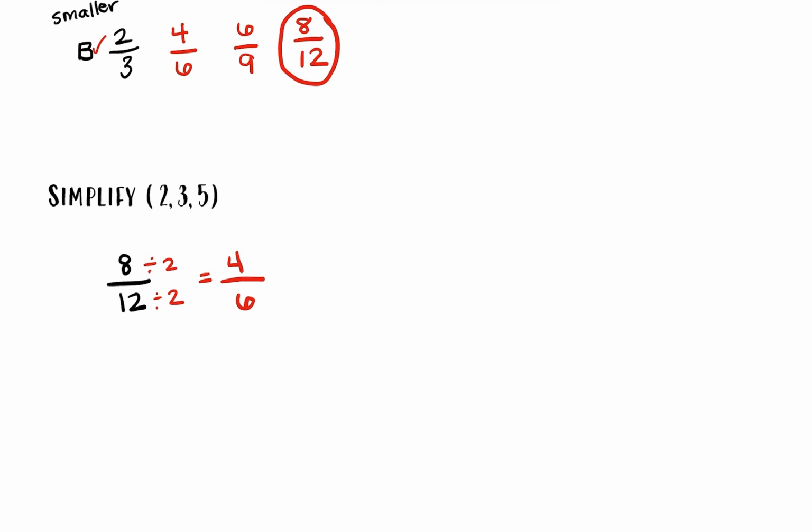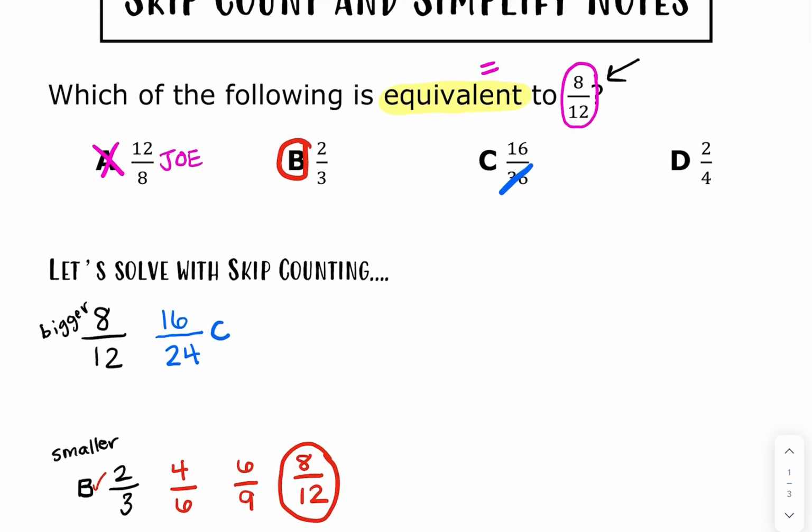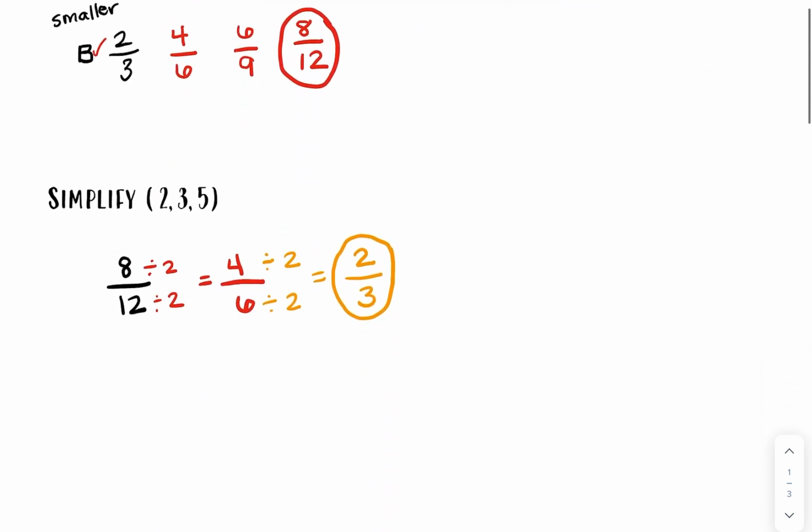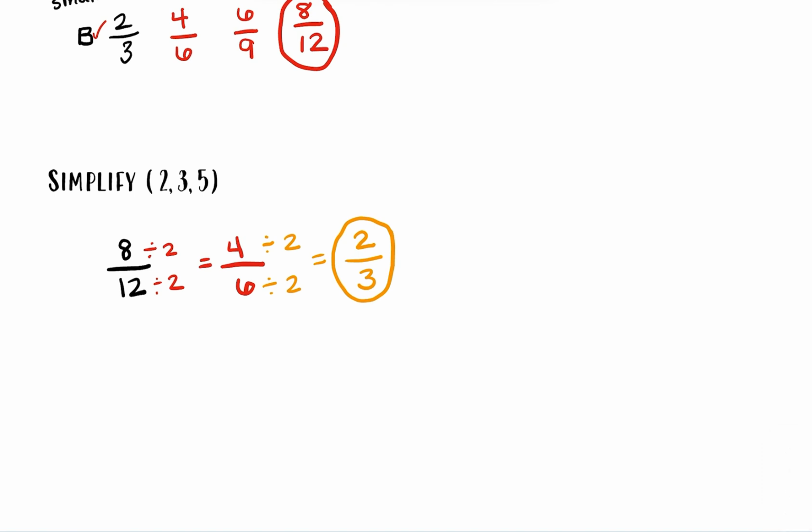So can I simplify by 2 again? 2, 4? Yes. 2, 4, 6? Yes. So I'm going to simplify by 2 again. So that would give me 2. 4 divided by 2 is 2. And 6 divided by 2 is 3. And that is where we get that 2/3, which is what we already did up here. Okay? I'm going to go one step further here. And notice I simplified twice.